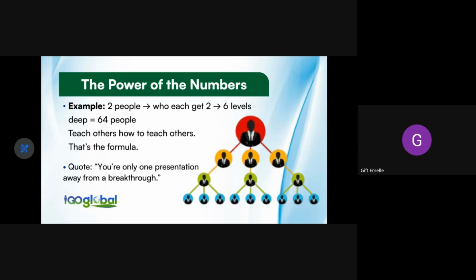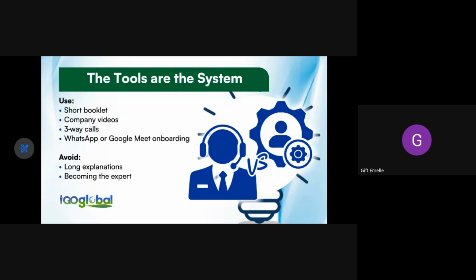You just show the method. The real duplication happens when your team can train others without needing you at all. Still talking about the power of two. And now we'll go straight to the tools and the system.